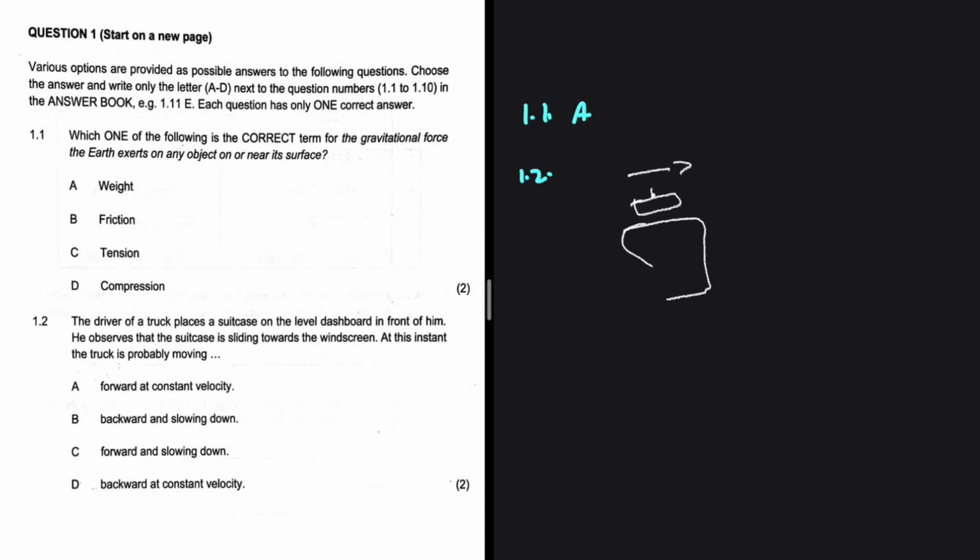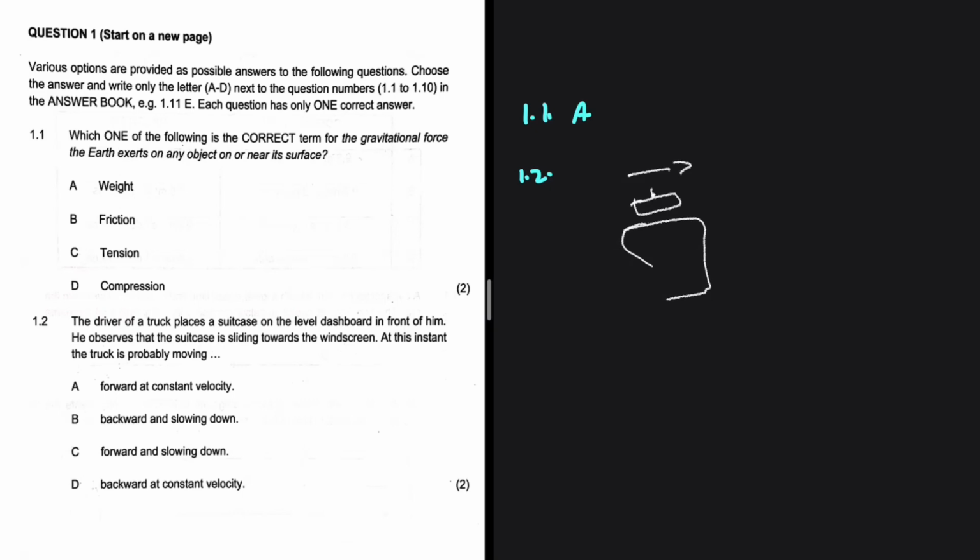Why do we keep our seat belts on in the car? So that when we experience inertia, there is something holding us back. The suitcase is experiencing inertia. It wants to keep moving at the very same speed that it was moving in. That tells us that the car is slowing down. That is why the suitcase is moving forward. If the suitcase was moving backwards, then the car would be starting to speed up.